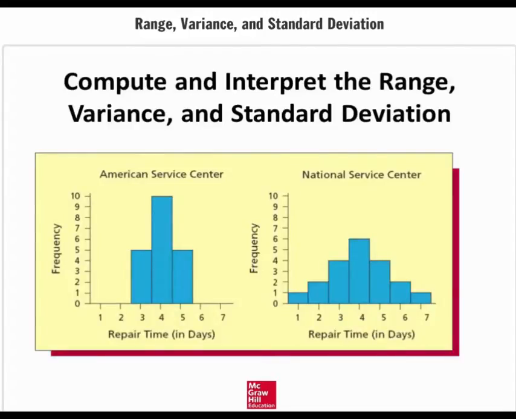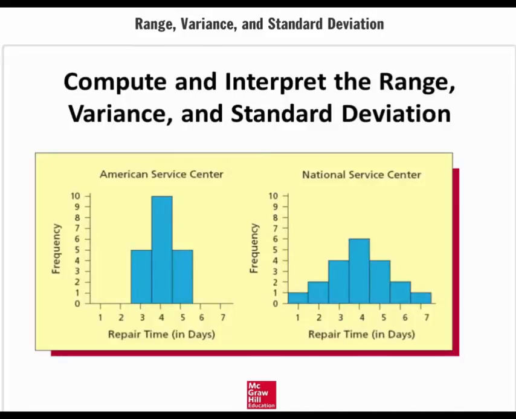In addition to estimating a population's central tendency, it is important to estimate the variation of the population's individual values. For example, the screen shows two histograms. Each portrays the distribution of 20 repair times in days for personal computers at a major service center. Because the mean, median, and mode for each distribution equals 4 days, the measures of central tendency do not indicate any difference between the American and national service centers.